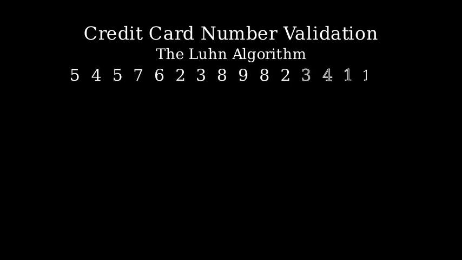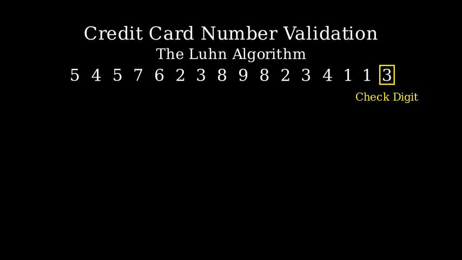Welcome to this lesson on credit card number validation using the Luhn algorithm. Let's learn how to verify if a credit card number is valid by calculating its check digit. Let's take an example credit card number: 54576238982341113. The last digit, 3, is the check digit that we'll verify.